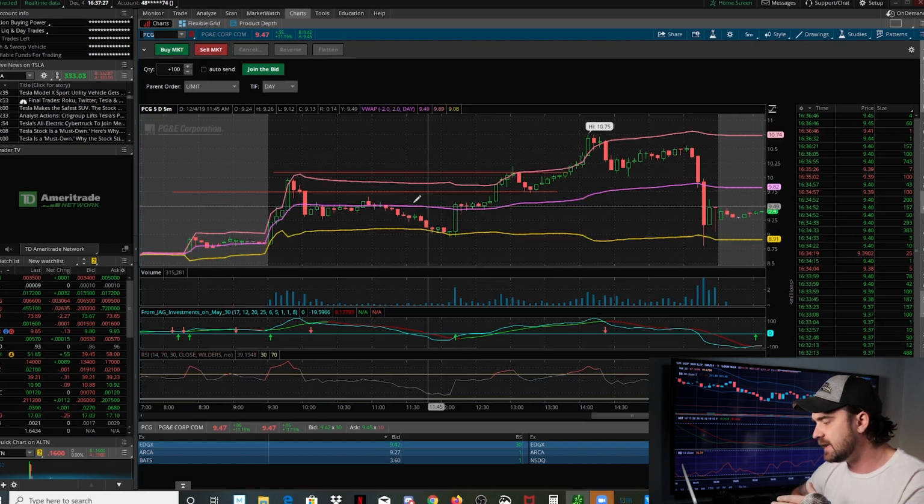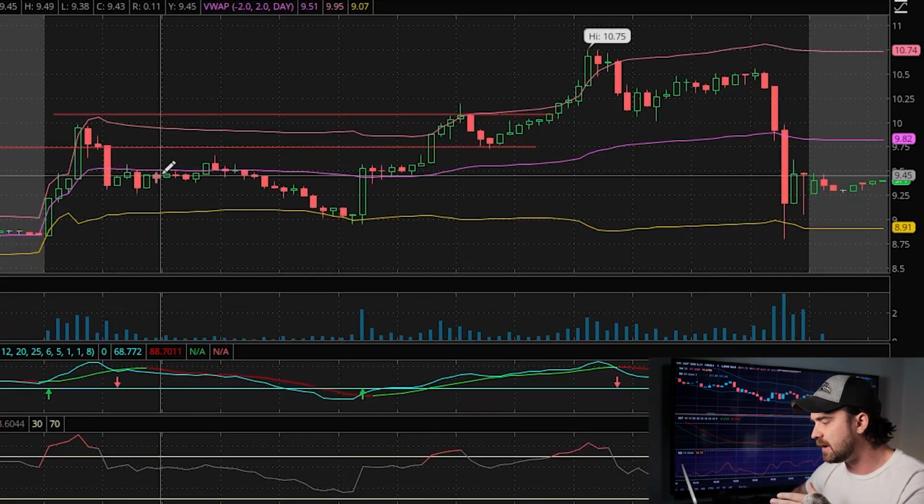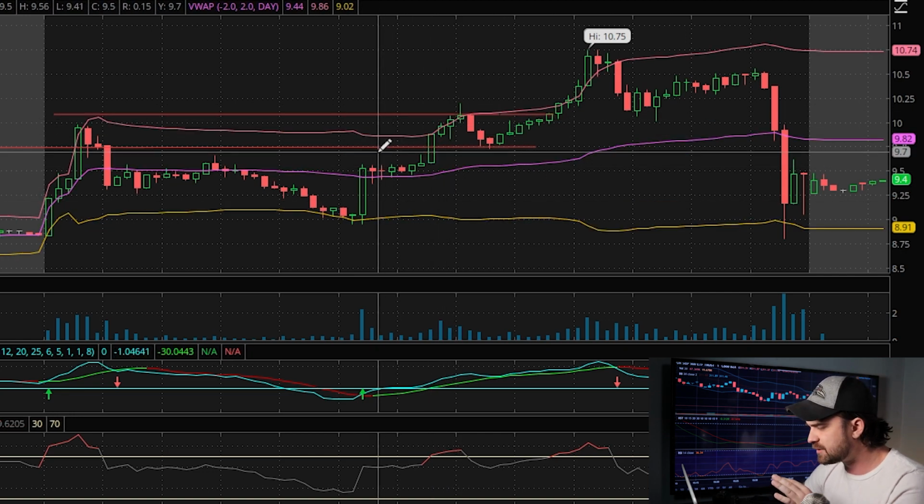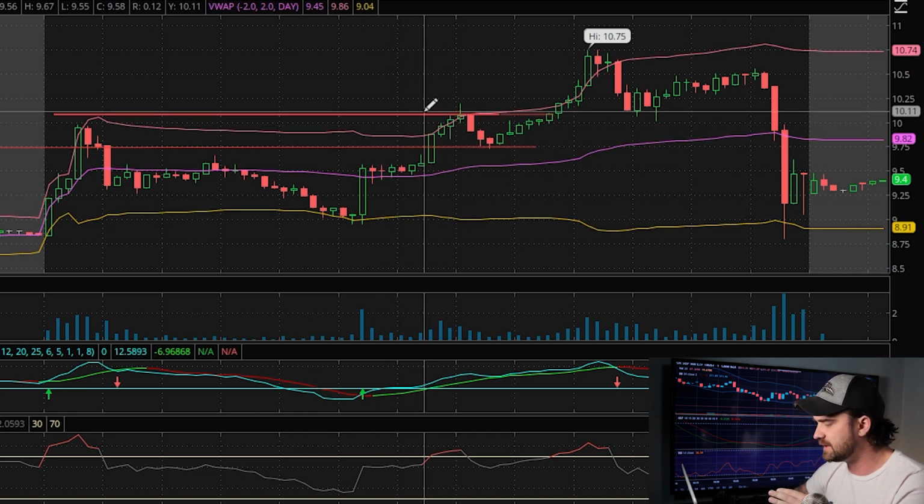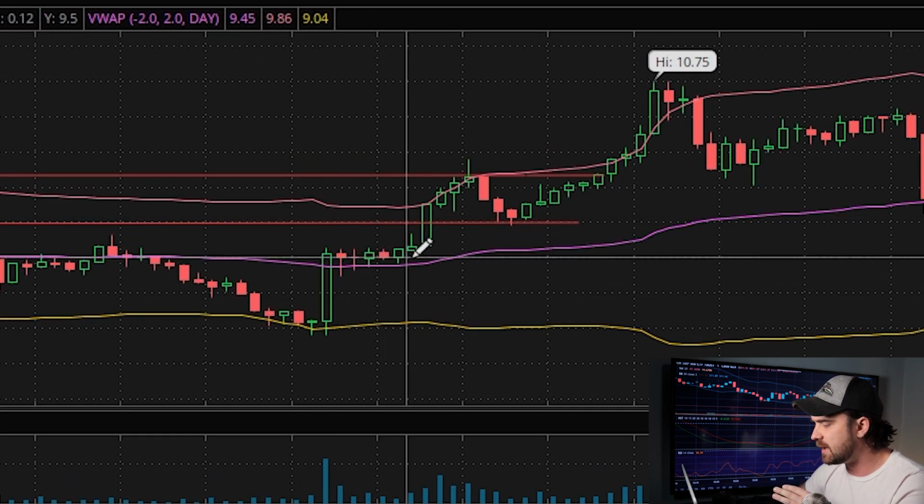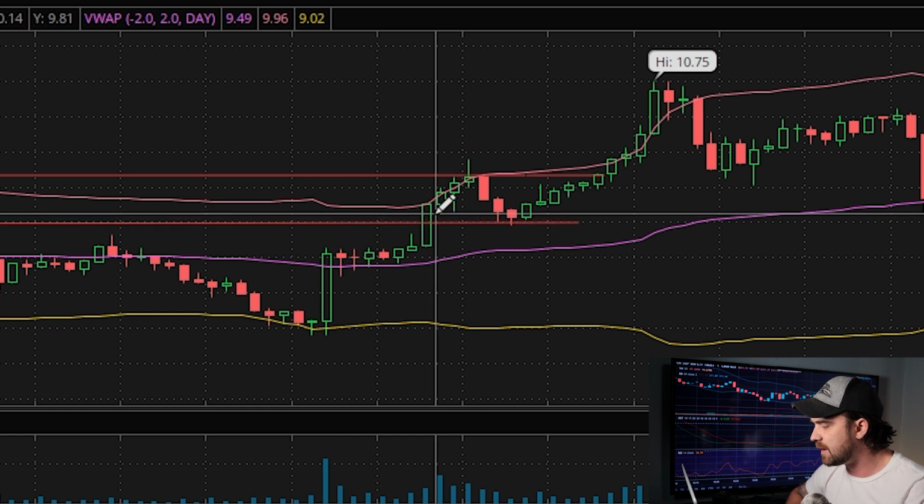So as you can see here, PCG was a little bit all over the place in the morning and then started to kind of move up. And so I was starting to draw some lines of support and resistance. And then I noticed this. So you saw this huge green candle go up and some consolidation, and it started to go up yet again.